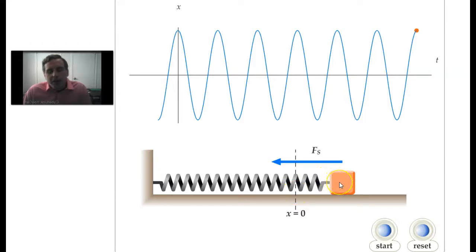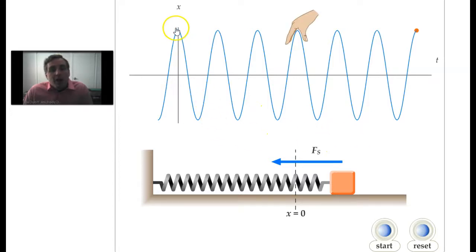Another way to think about this is to look at the position versus time graph. What is the time derivative when we're fully elongated or fully compressed? Well, the derivative of x with respect to t is going to be 0, because we have a horizontal tangent. Another way to think about this is that the velocity, by definition, at those points is also 0. So this is what we expect for simple harmonic motion.